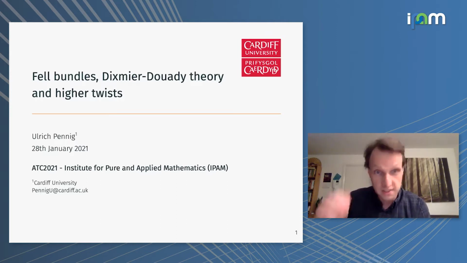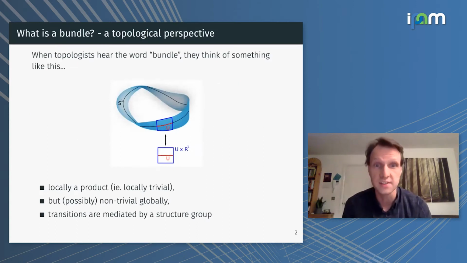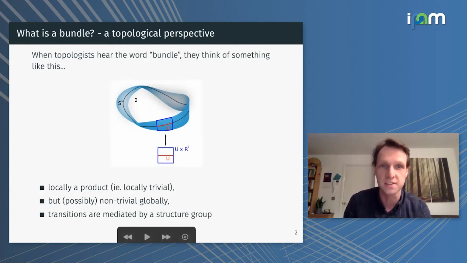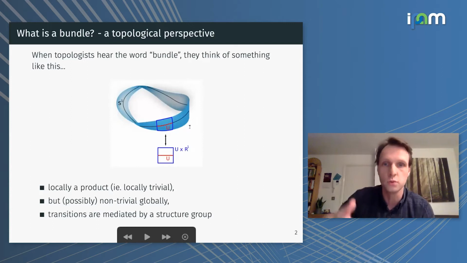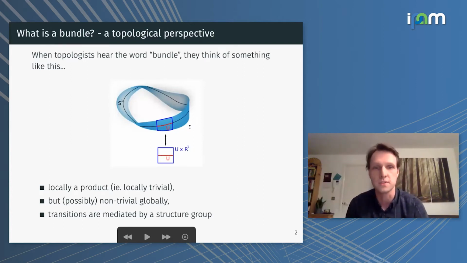Okay, so let's start with something very classical, namely bundles from a topological perspective. When topologists hear the word bundle, this is kind of what they think about. Here's the Möbius band as a bundle over the circle. This looks locally trivial, so locally it looks like a product, but in this case it's non-trivial globally. And there's a structure group that mediates the transition, in this case the group Z2 that flips the fibres.